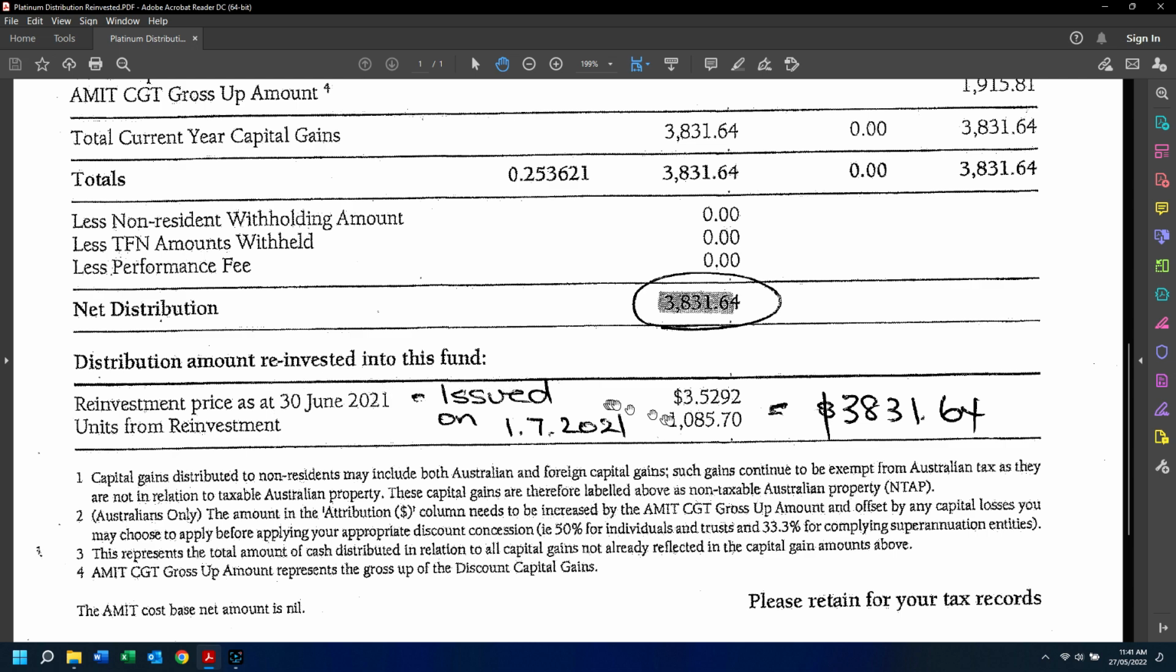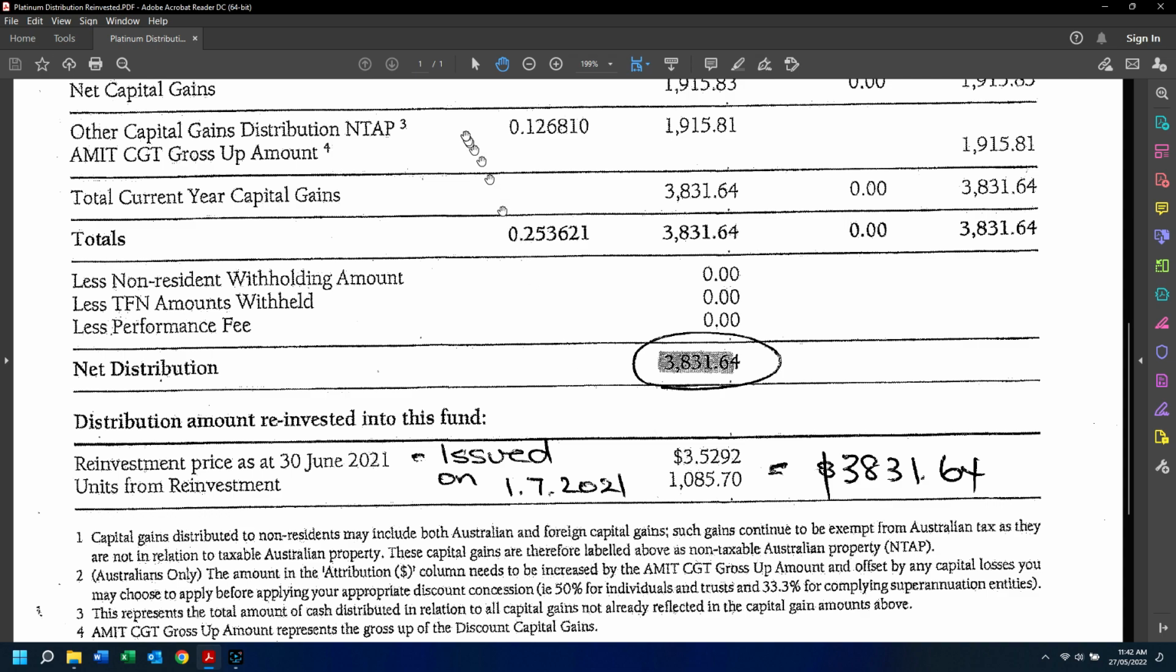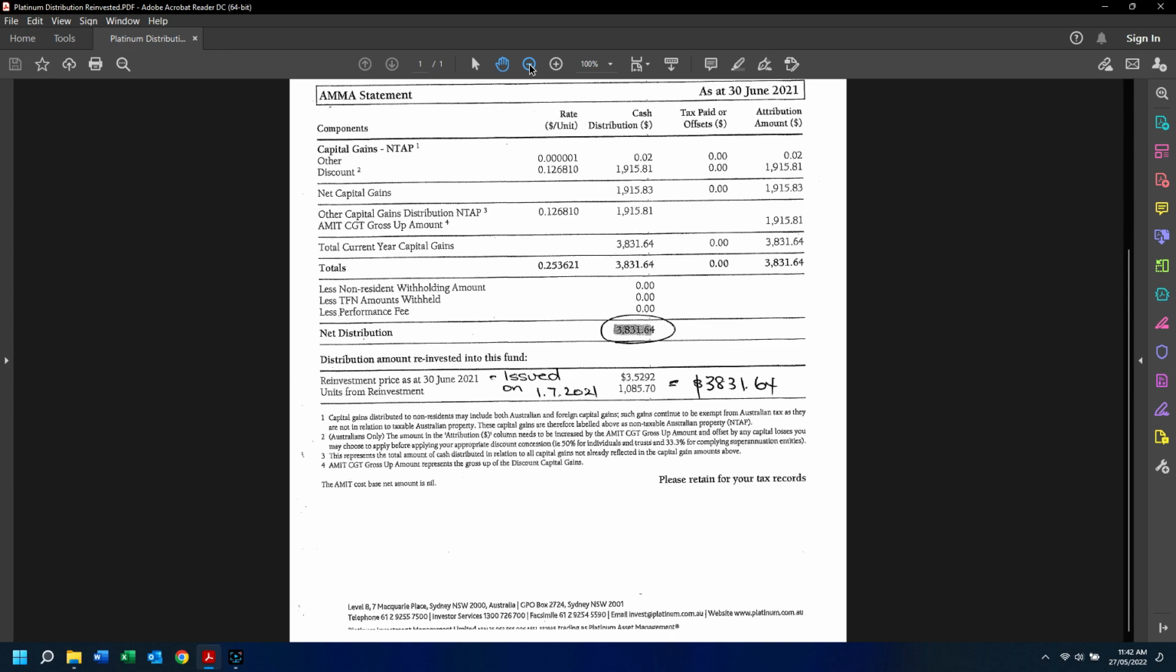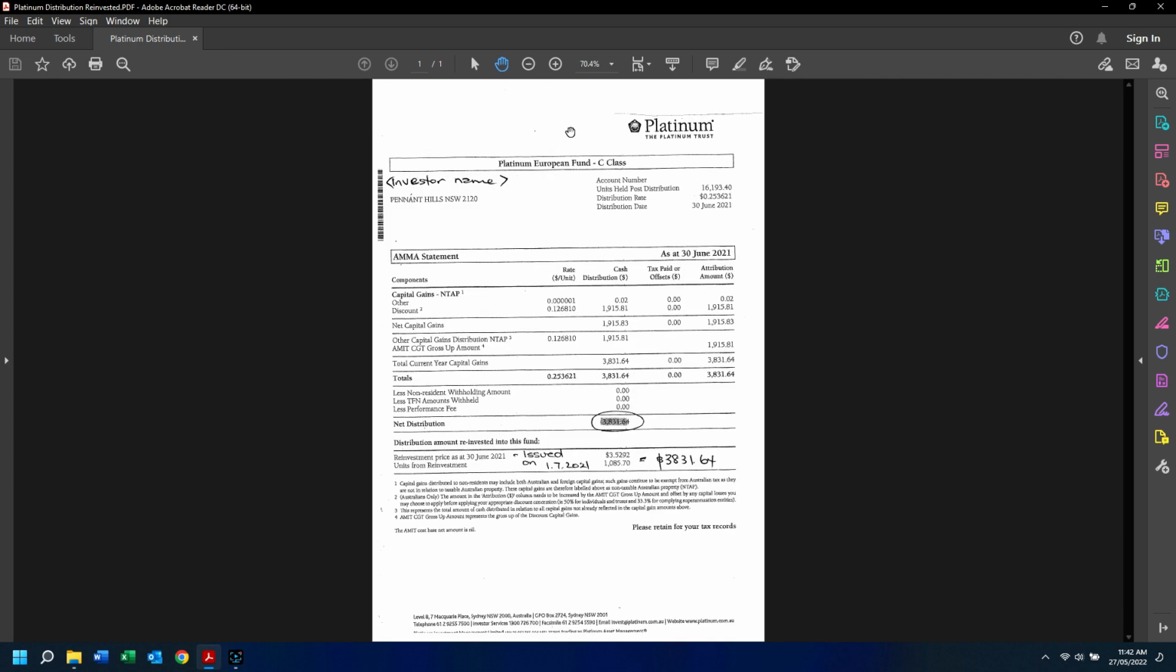So think of it this way: in your records you need to keep a record of the income on the 30th of June, and then make sure you keep a record of your cost base so that you're keeping track of the progressive units on hand for your fund, and it will then add a further 1,085.7 units. Some funds offer fractional units, and so it's fully invested on the 1st of July, so you'll just need to keep a record of that in your CGT records.